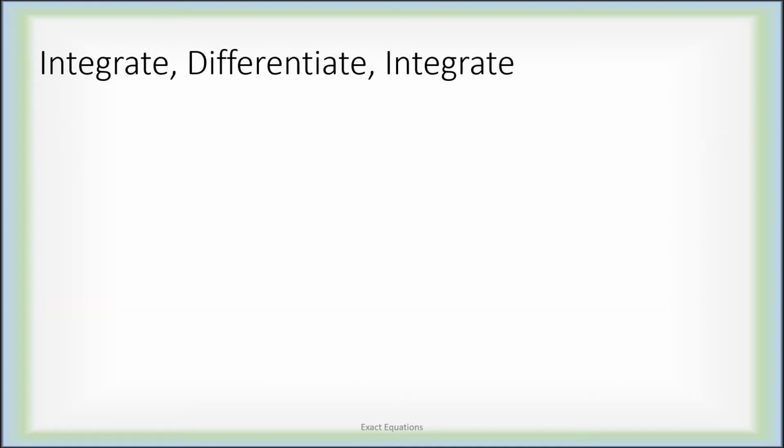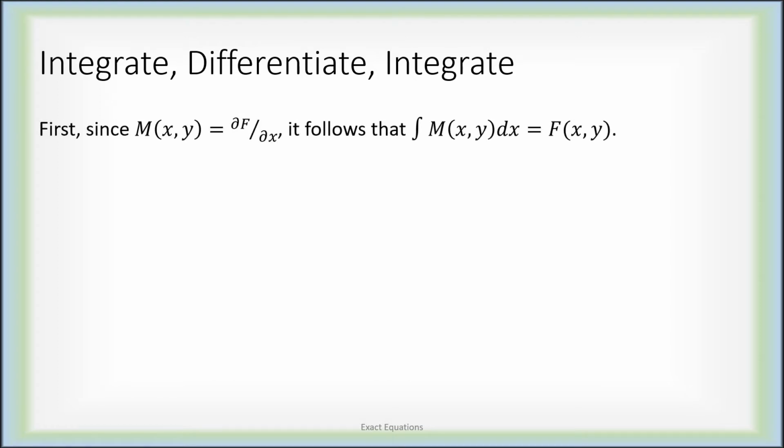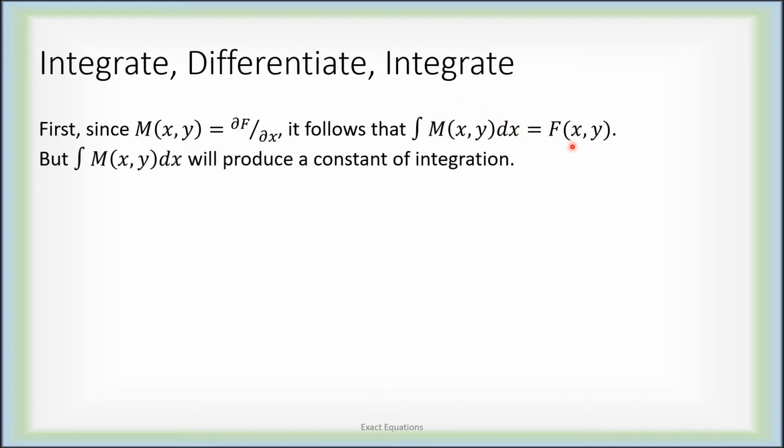It's a successive sequence of integrating, differentiating, and integrating again. Okay, so first, since the m function is the x partial of f, it follows that if I integrate m against the variable x, that must be the function f of xy. So take this expression m of xy dx and integrate it, and it's already telling you what variable to integrate against. That's going to give you f of xy.